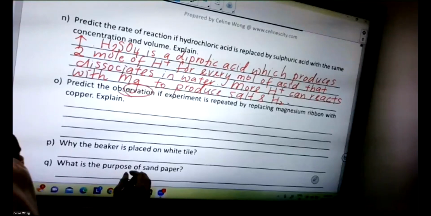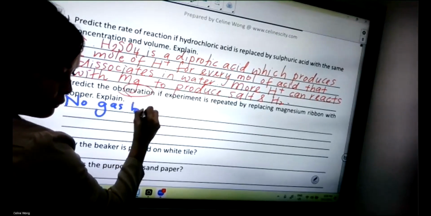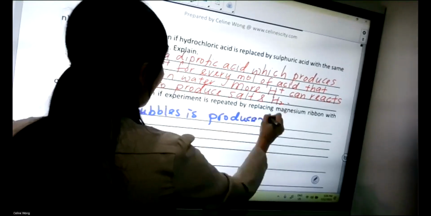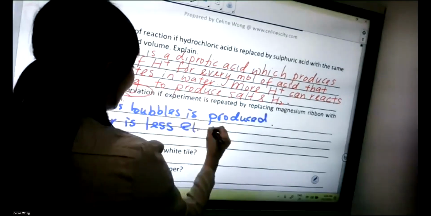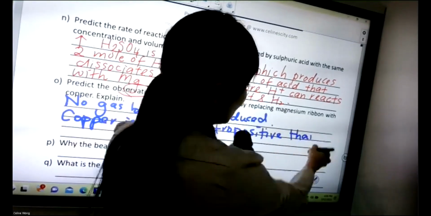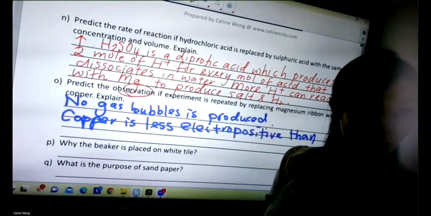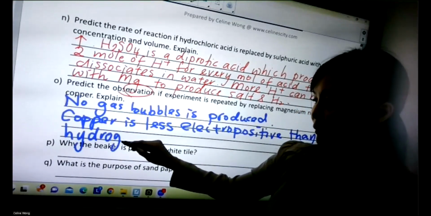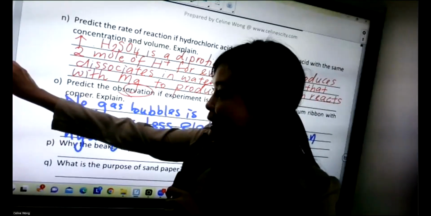So what you need to do will be over here. Predict the observation you mentioned. Okay. No gas bubble is formed. Why? Because your copper is less electropositive than who? Then who? Hydrogen ion, very good. Hydrogen ion. Can?